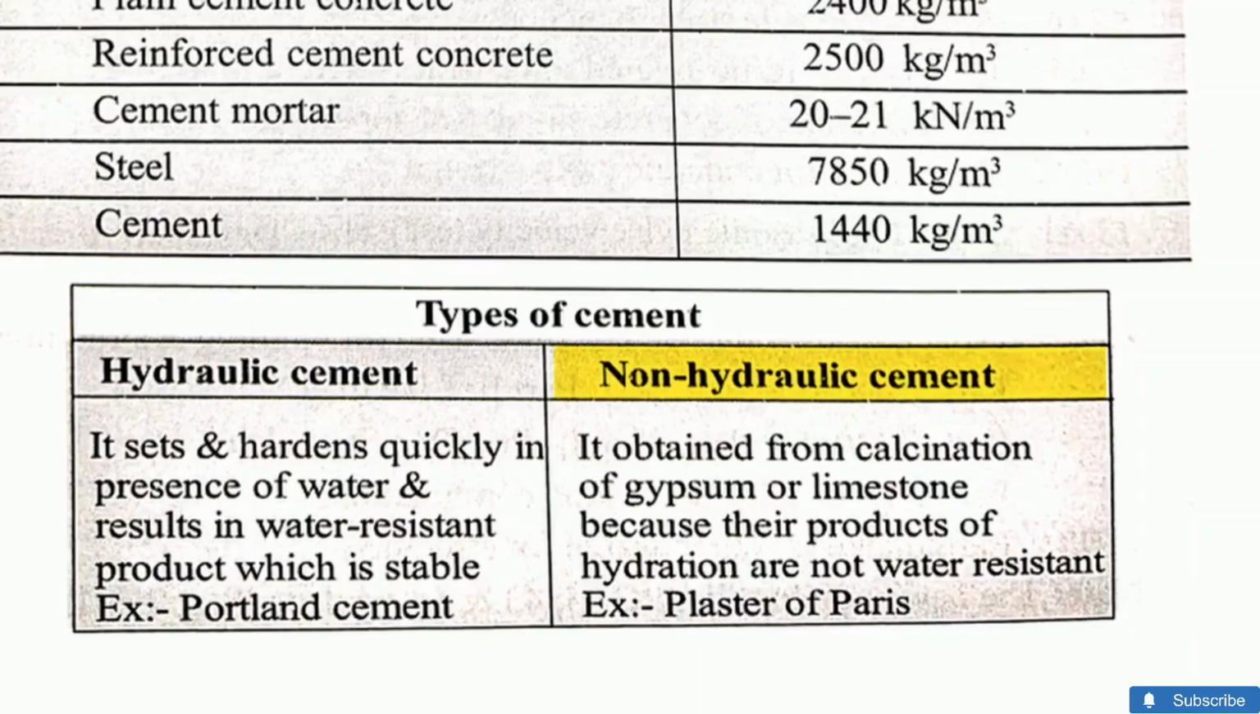A non-hydraulic binder, like plaster of Paris, is derived from calcined gypsum. Its products of hydration are not water-resistant, meaning it cannot maintain chemical stability if exposed to moisture after it sets.